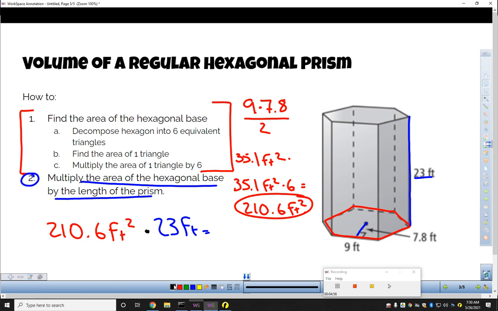And maybe you're following along. If you are, see if you can beat me and my calculator. I got 4,843 and 8/10 feet cubed as my final answer for the volume of this prism.